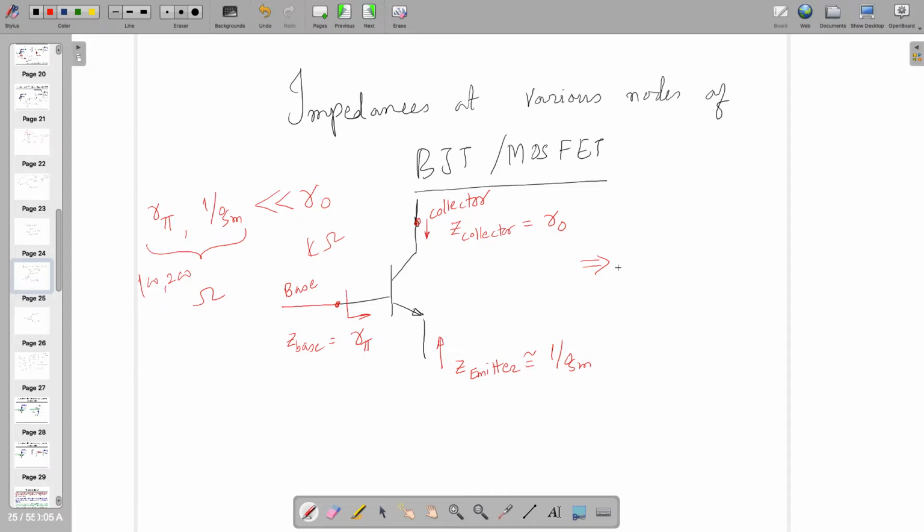Input impedance is, no, here is it infinity? It's low, right? At the input side, it's in ohms, 100 or 200 ohms. So input impedance is low. And what about the output impedance? High, right? Because r_o is much higher than these two, and this is considered as high impedance. So this one is a current controlled current source.